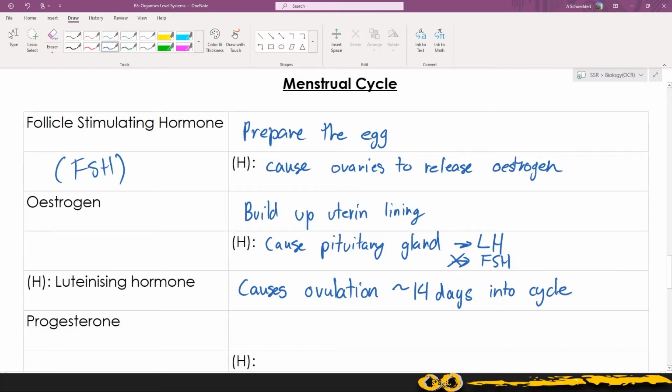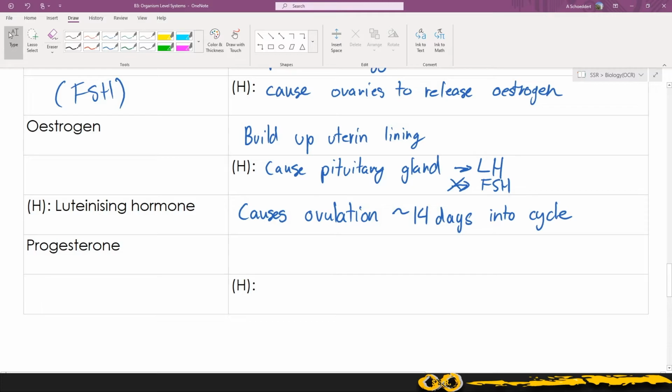The next hormone is progesterone. And this hormone, if you think about what the word might mean, then you can figure out what it does. So the word gestation refers to the period of development of the embryo, and pro is something that's for that or supporting that. So progesterone is there to support gestation. And what it will do is it will maintain the uterine lining.